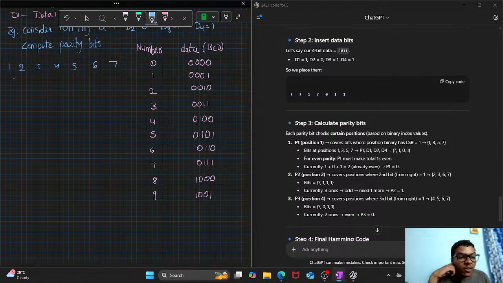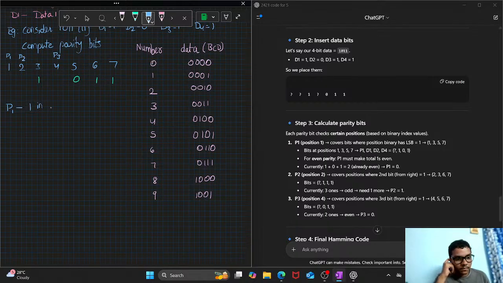This is a 7-bit Hamming code, and the data that was given to us is 1011, right? This is P1, this is P2, this is P3. And just put down the data 1011. And now let's compute P1. 1 in the rightmost bit. That is for 1, 3, 5, 7.